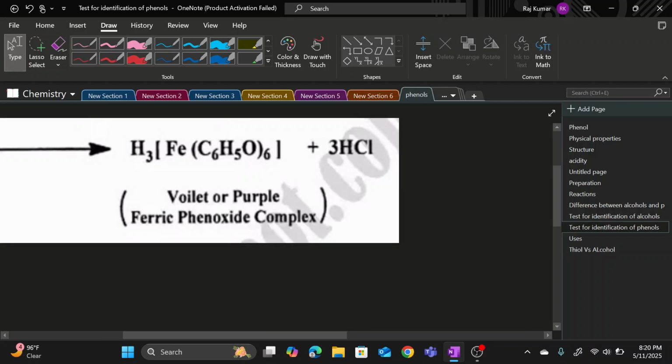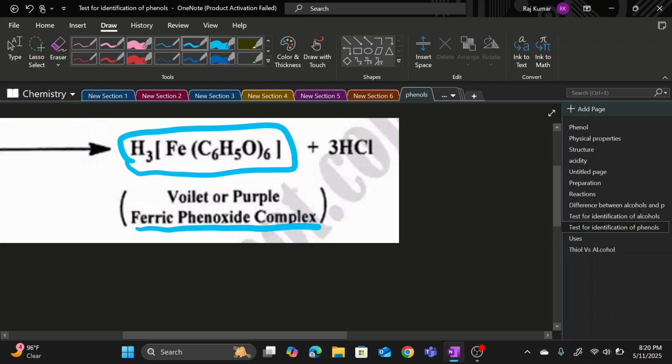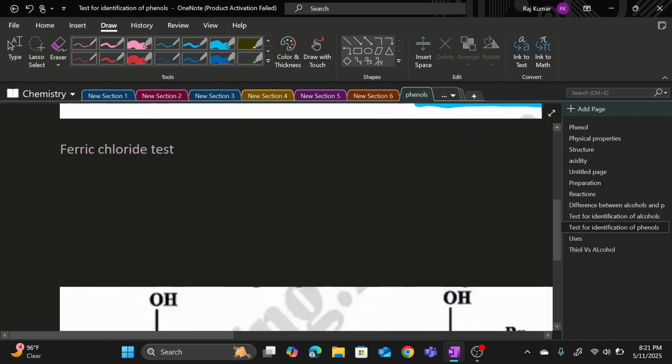So this is the complex form, and this complex is known as the ferric phenoxide complex, which is violet, purple, or bluish in color. Whenever we form the ferric phenoxide complex, we will get a violet, purple, or bluish color, which indicates the presence of phenol.